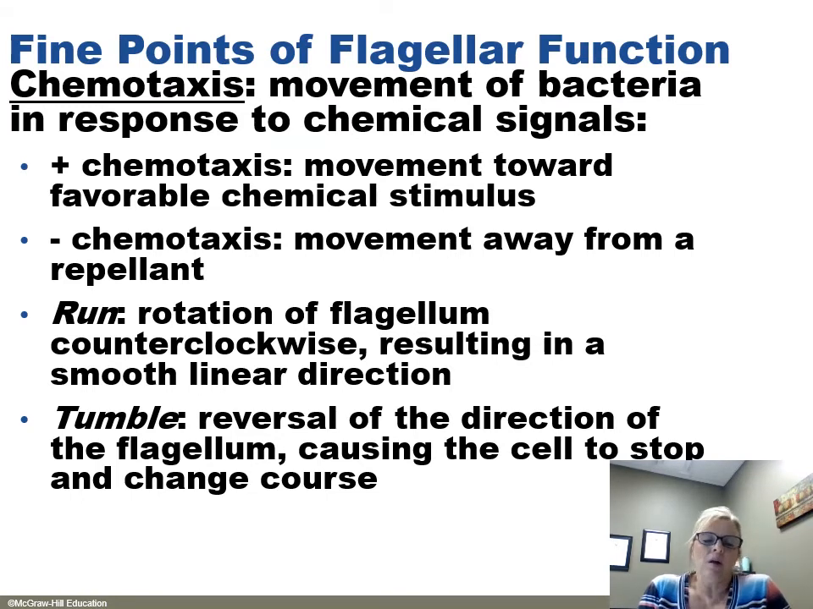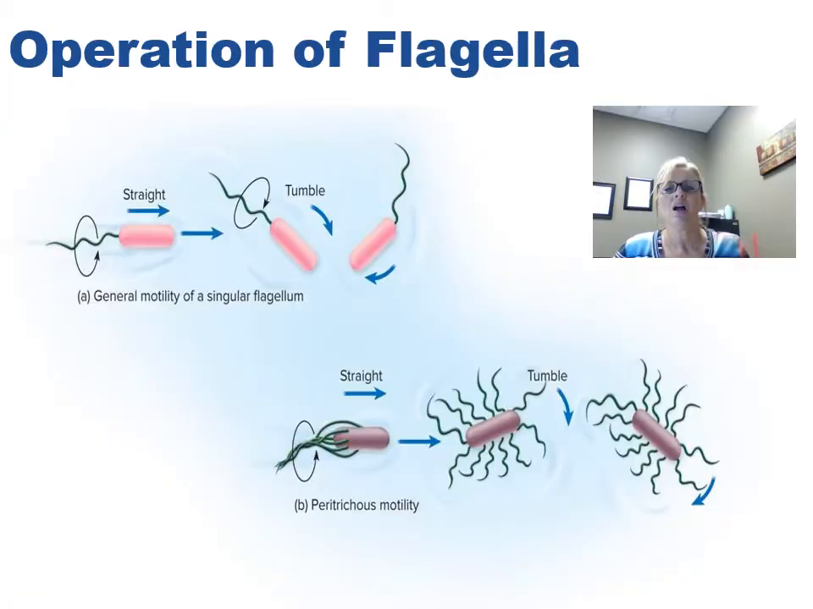All right, so a run is when the flagella rotate counterclockwise and the cell moves in a straight direction. When they tumble, they reverse the direction and rotate the other way, and that's going to cause the cell to move in a different direction. Okay, so here are those runs and tumbles that I was talking about.